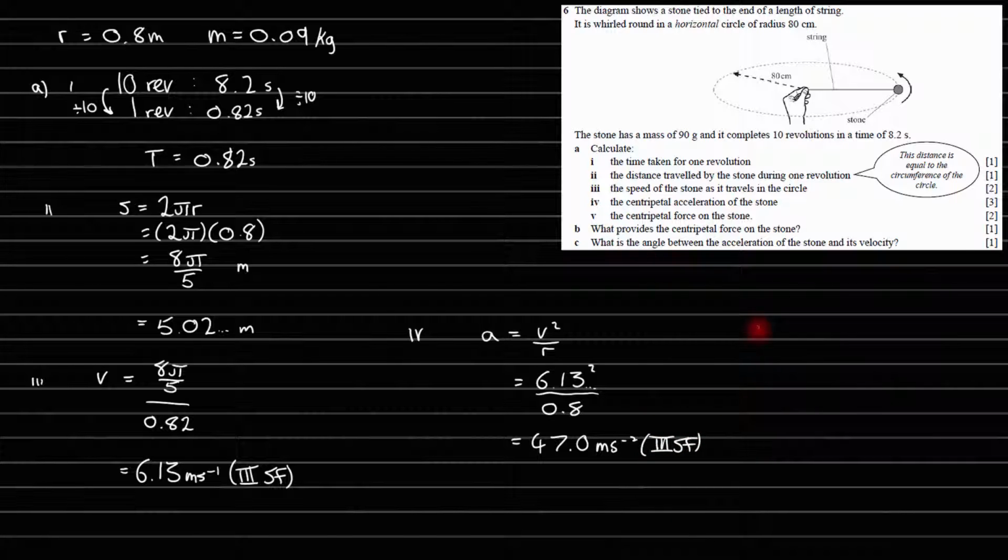Part 5. We're asked to find the centripetal force. We have an acceleration, we have a mass, then we'd have an equation of F equals ma, substituting in our values. 47.0, and so on. Type that into a calculator and you'd get the answer of 4.23 newtons, quoted to 3 significant figures. And that was all for part A.